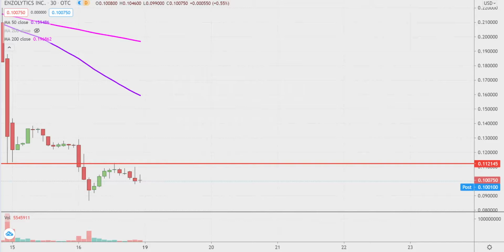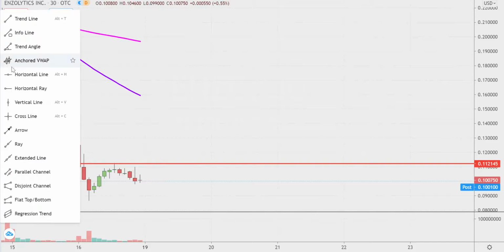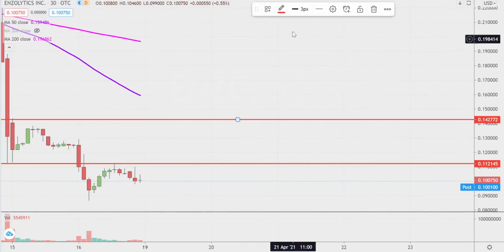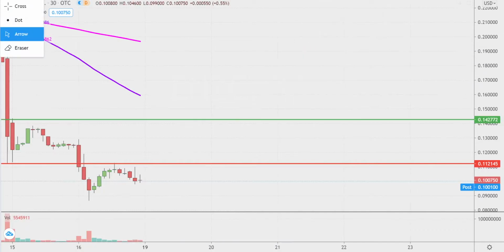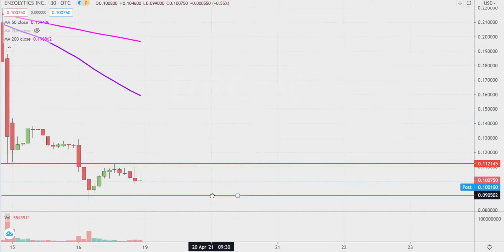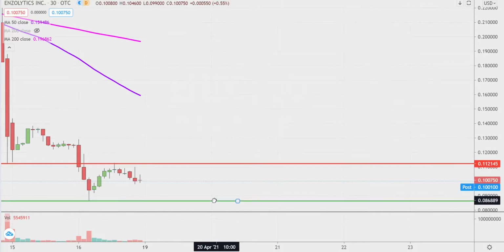In terms of areas of support, nothing fancy or complicated here at all. Literally just a question of, okay, well, where did the bleeding stop today? And that bleeding stopped down here at 0.087. So for that reason alone is why that's going to be a very important level at 0.087.